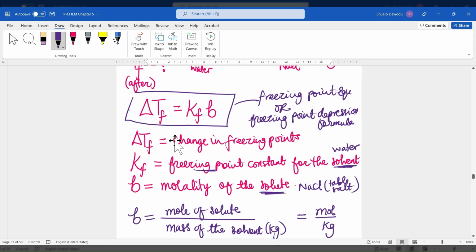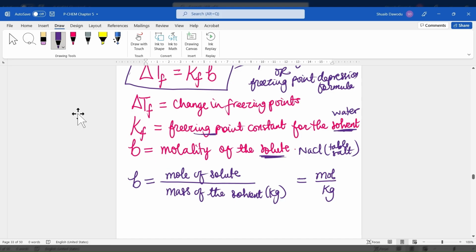The only thing we do have is actually K sub F, and that's because we know that it's a constant value. You can Google it to determine the freezing point constant for water. When you Google it, you find out that the freezing point constant for water is simply 1.86 Kelvin kilogram per mole.